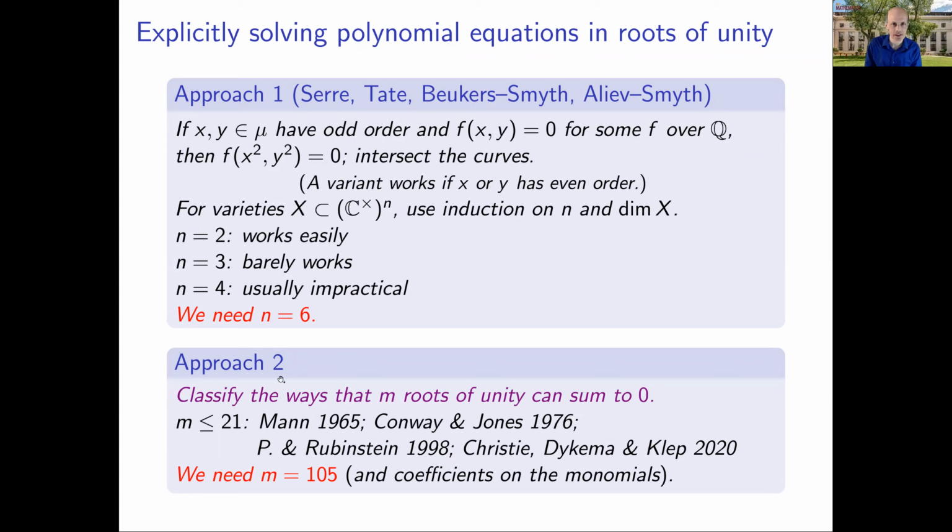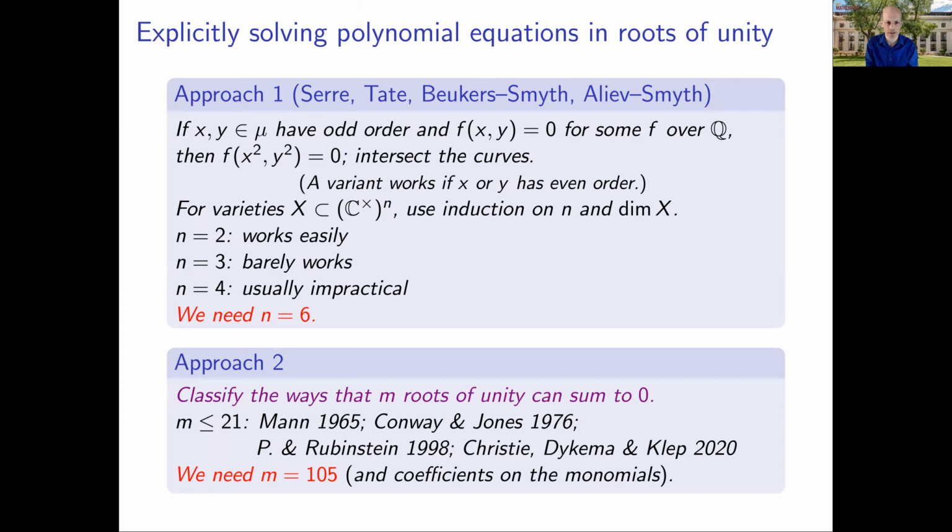There's another approach to solving these kinds of equations, and that's to treat the equation just as a sum of monomials. Each monomial is just a product of powers of roots of unity, so each monomial represents a root of unity. What you could try to do is classify all the ways that some number of roots of unity can sum to 0. Like, what are all the ways that 12 roots of unity can sum to 0? And that you can do as well. The reason you can do that is because we know exactly what the relations are between roots of unity.